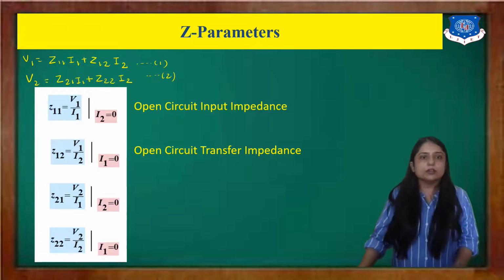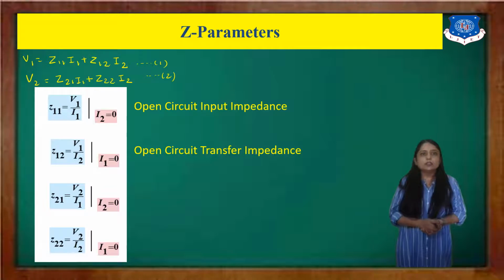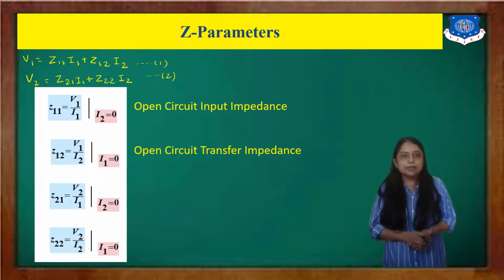Now for Z21, when you take I2 equal to 0 in equation number 2, you will get Z21 equal to V2 divided by I1.